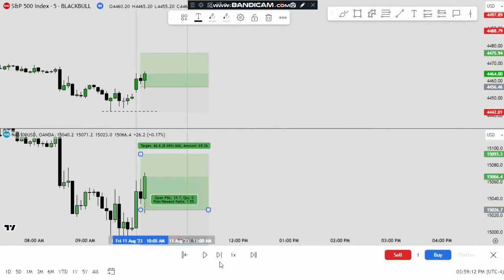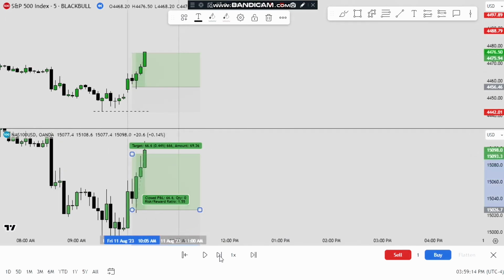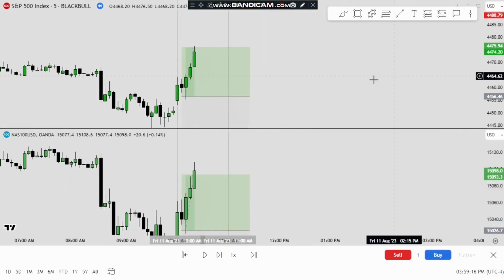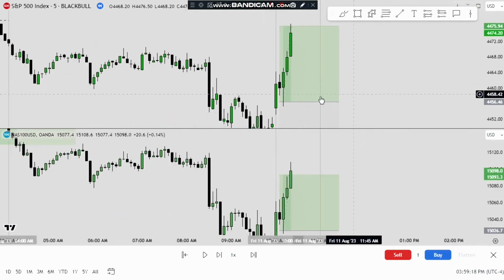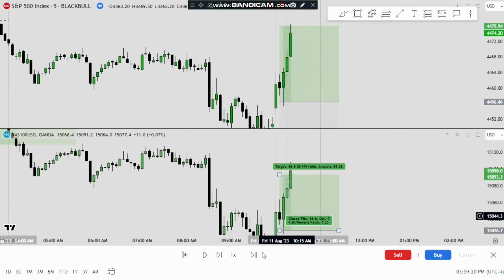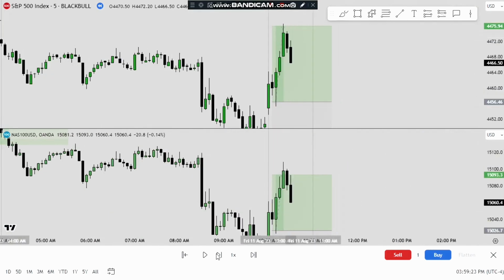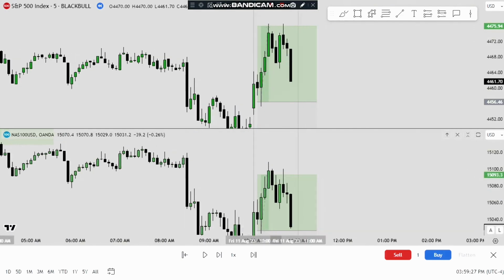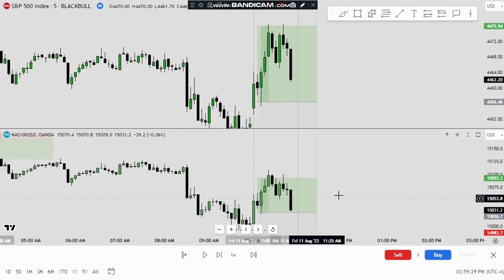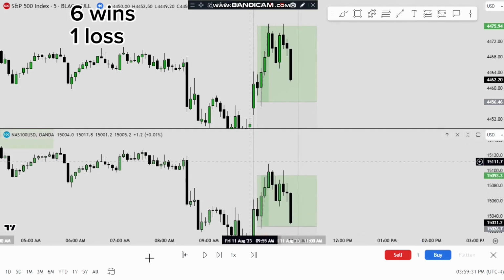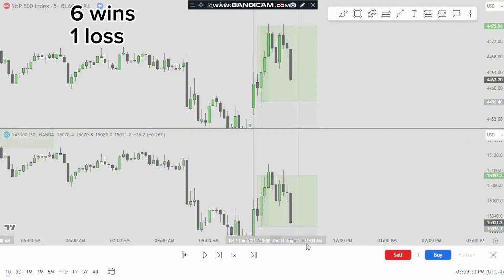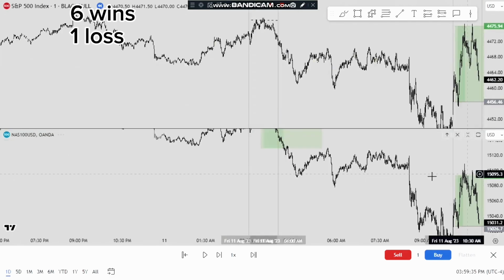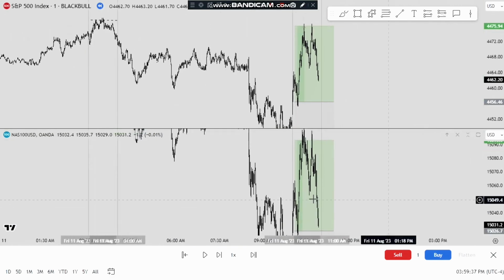So let's see what happened. Okay, so you can see that in both cases it reached the target, okay? You entered here and we got our target. And then boom, went down. So again, you got this winning trade. It depends upon your risk management. You should target these 10 to 20 handles, and that's enough for you guys.